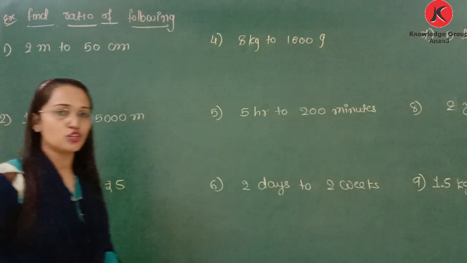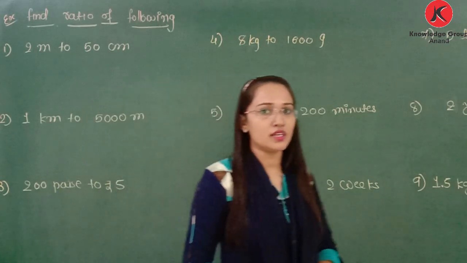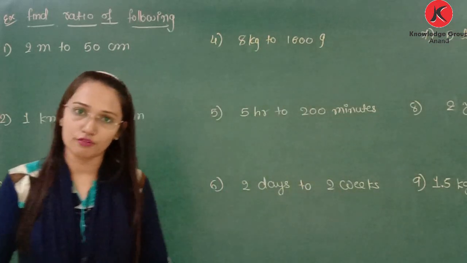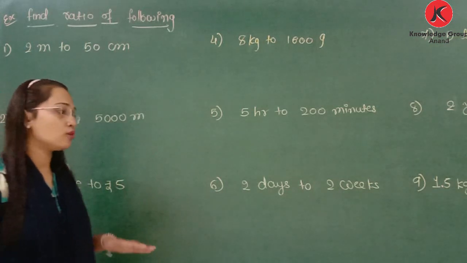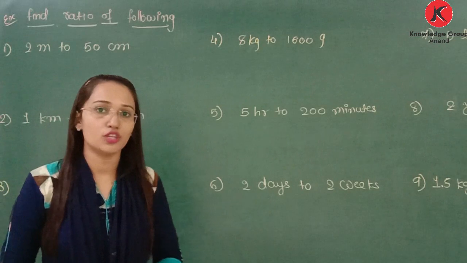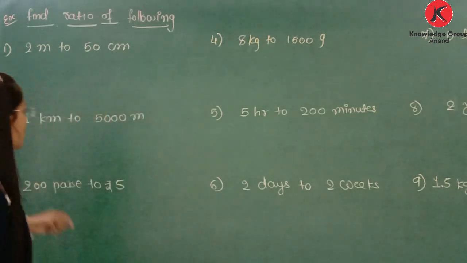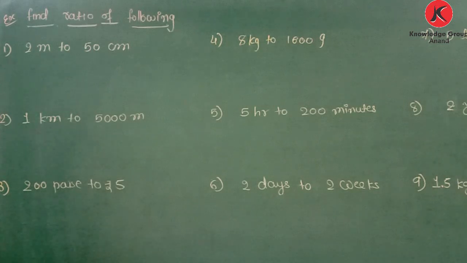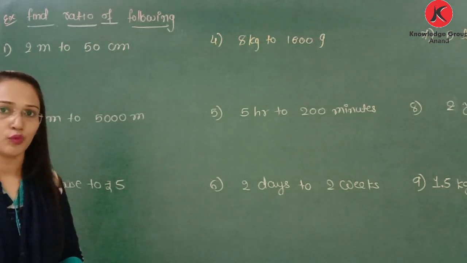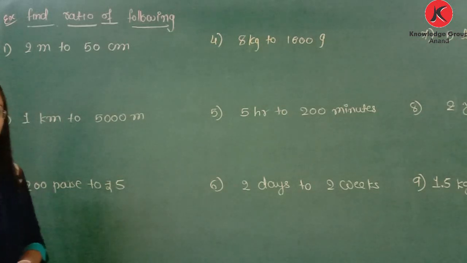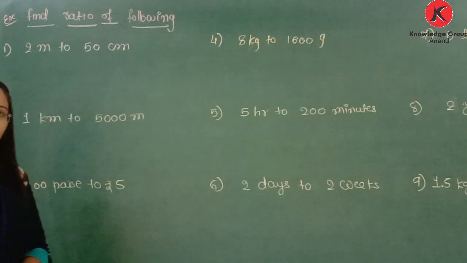So what is the ratio? Ratio means it is the method of comparing two quantities using the division method, whenever the units are the same. So let's solve some examples to find the ratio of numbers. Here first, 2 meter to 50 centimeter. This kind of example we already solved in 6th standard. You learned about ratio and proportion, so the same method you need to apply here.